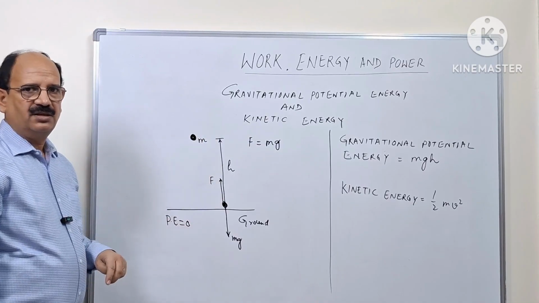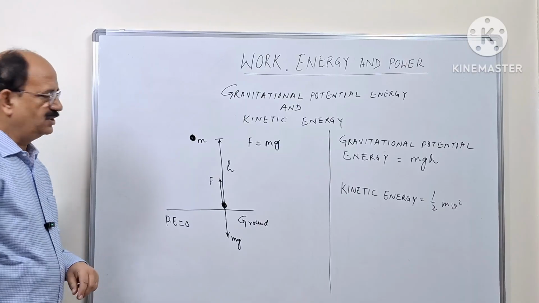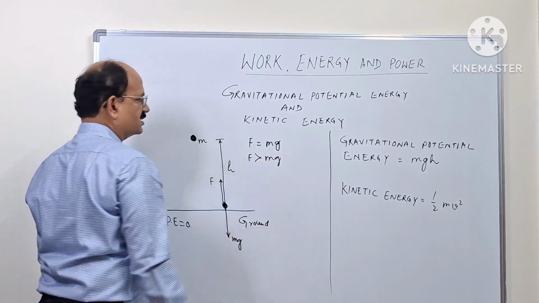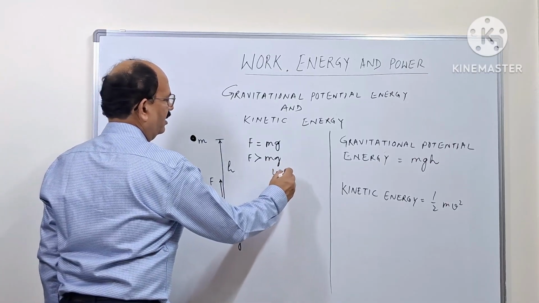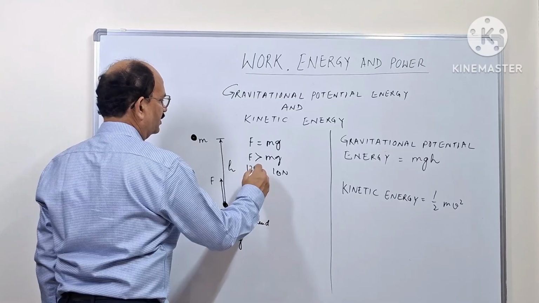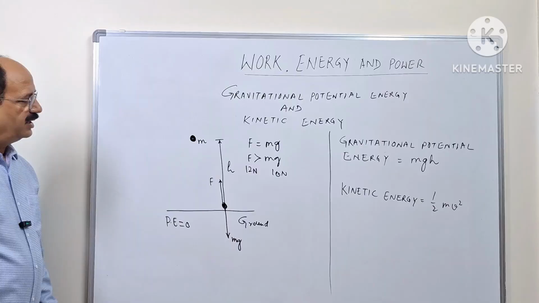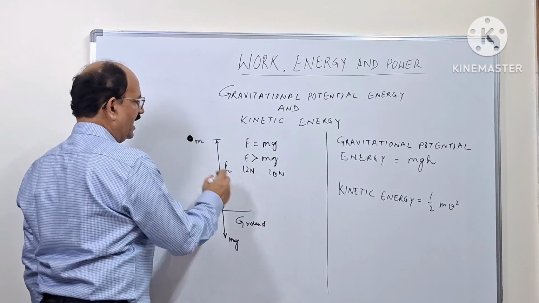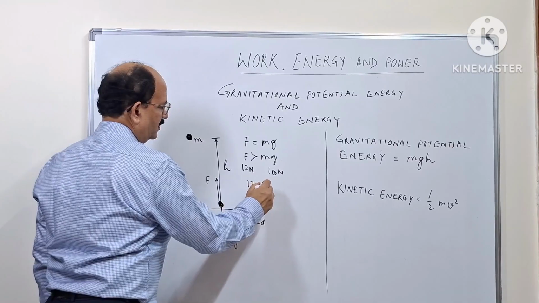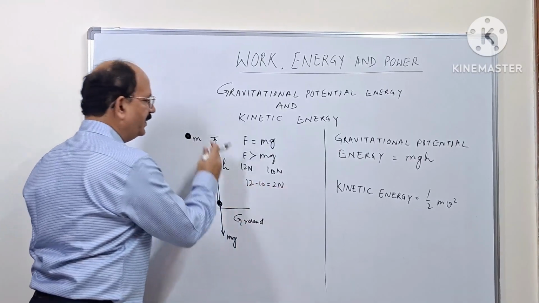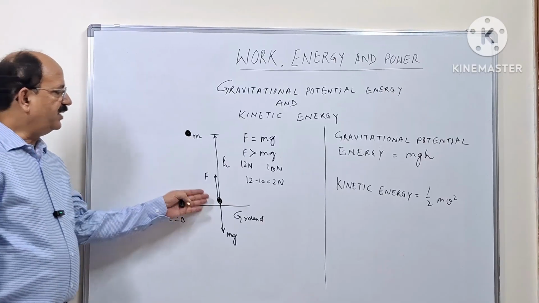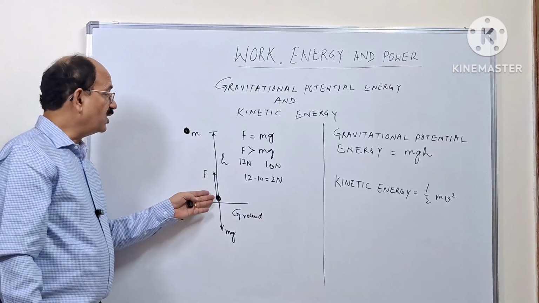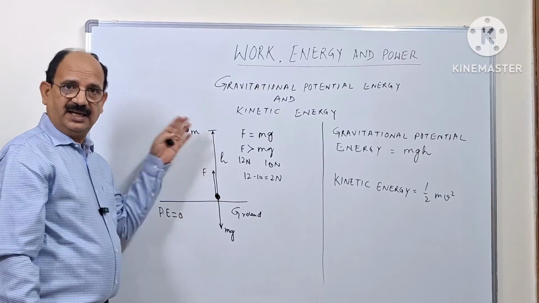to this height by accelerating it also. Suppose you applied a force which is greater than mg. Suppose the weight mg is say 10 Newton and you applied a force of 12 Newton. So of course it is greater than 10 Newton. In that case, the net force of 2 Newton, 12 minus 10, will be acting upward. If a net force is acting on a body, the body moves with acceleration.